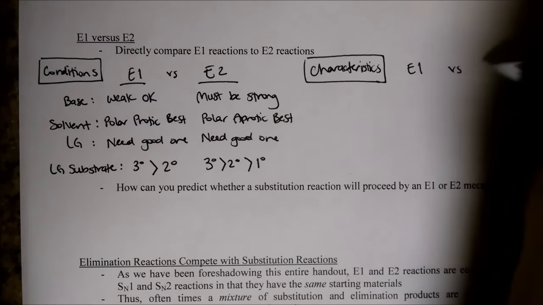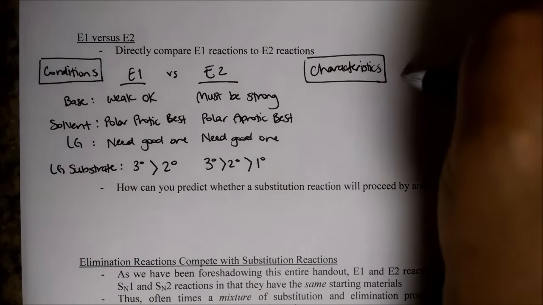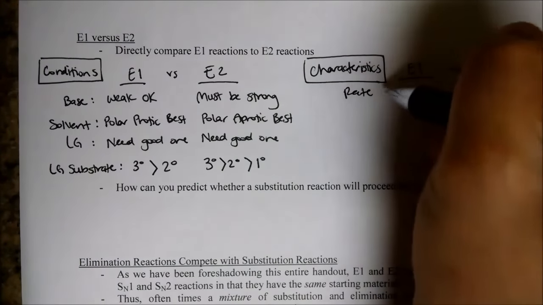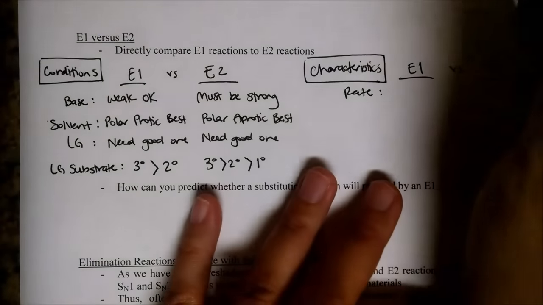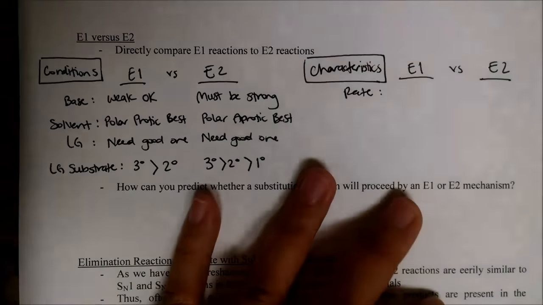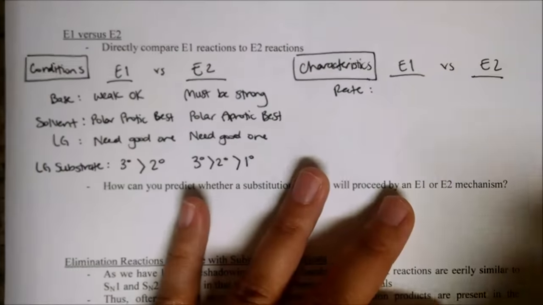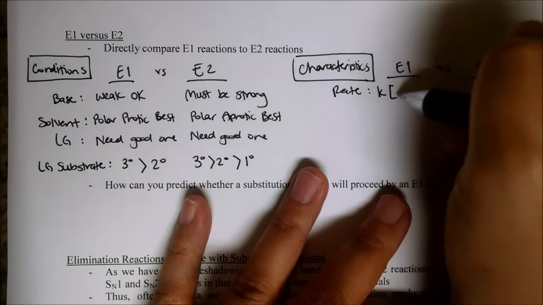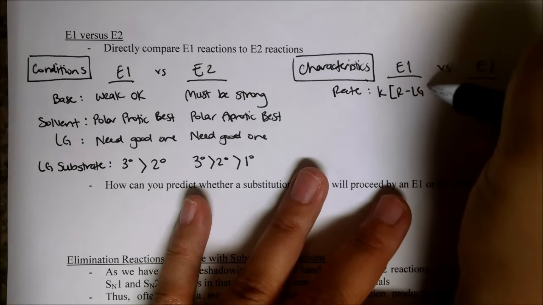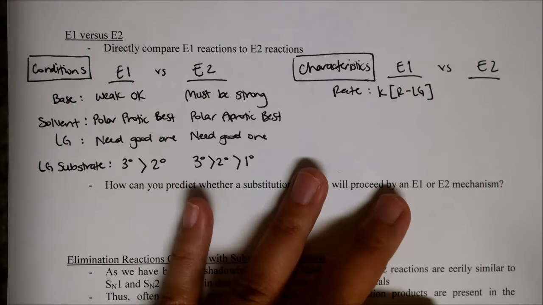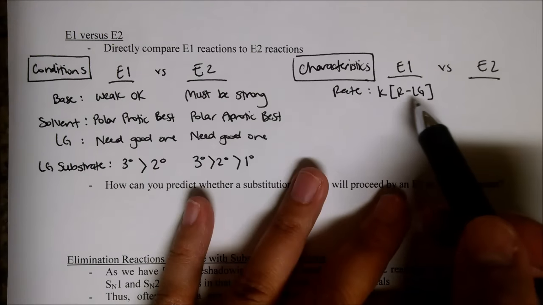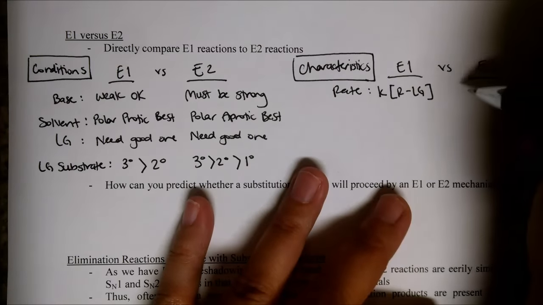E1 versus E2, and by characteristics I'm saying things like rate. What does the rate law depend upon for E1? Is it unimolecular or bimolecular for E1? E1, it was unimolecular, that's why it's 1, E1. So it's just dependent on that leaving group, right? Because the rate determining step of the E1 is the leaving group leaves from the carbocation. That's the rate determining step. That's the only thing in the transition state.